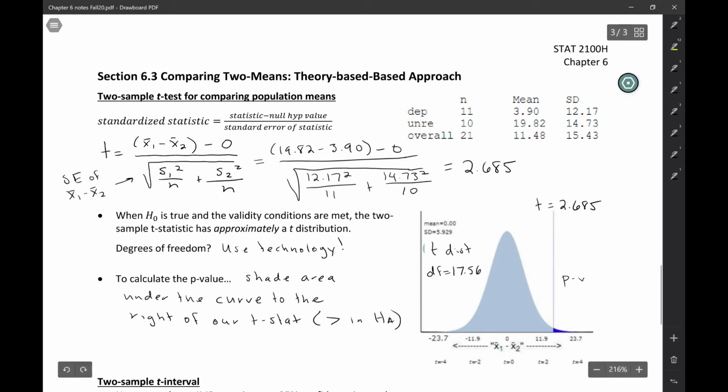And when we did that here, our p-value came out to be 0.0077. So very similar to what we got from the simulation. This is still giving us very strong evidence that there's a difference between these two groups, right? That the sleep deprivation did have an effect.